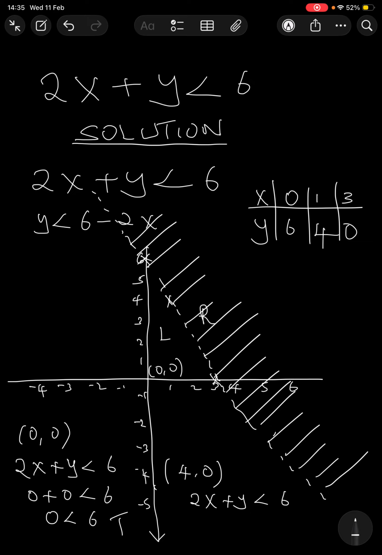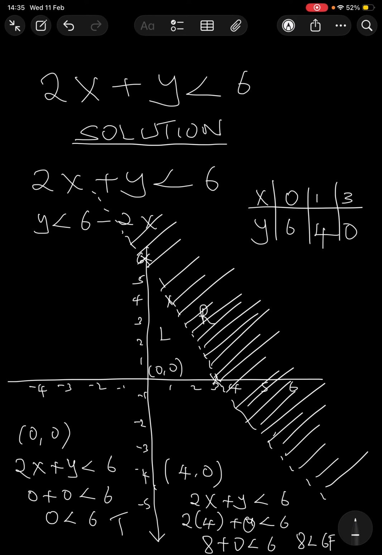The value of x is 4. So y is 0. So 2 times 4, 8, plus 0 less than 6. 8 plus 0 is 8. Is 8 less than 6? No. So this one is false. So we shade this part. This is the unwanted part. So this one is false. Next example.